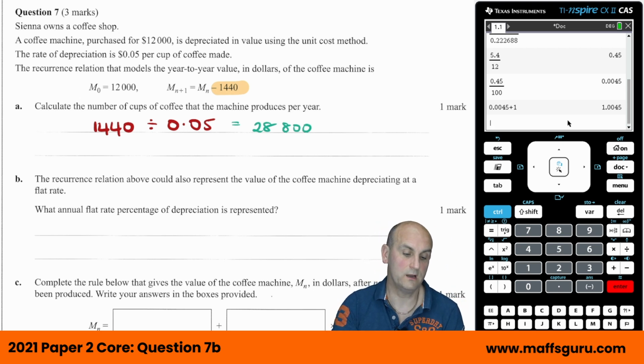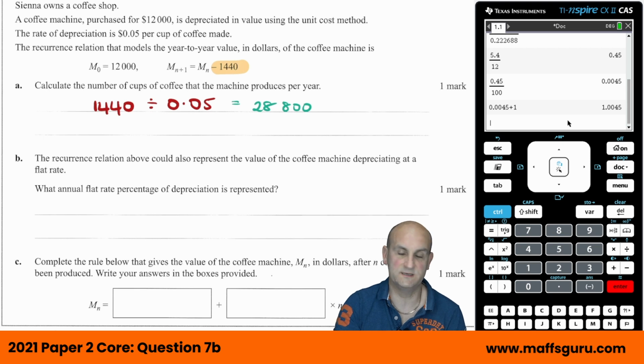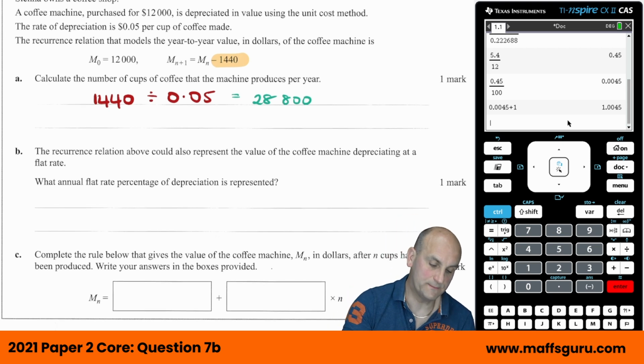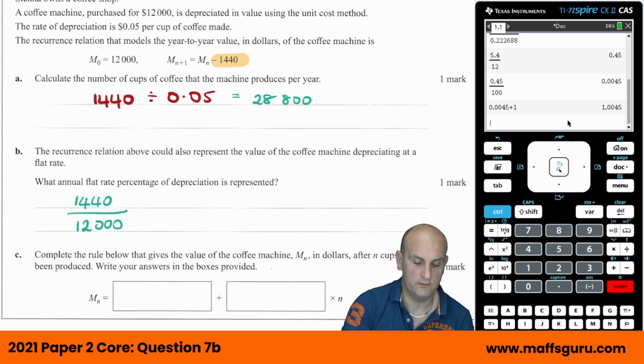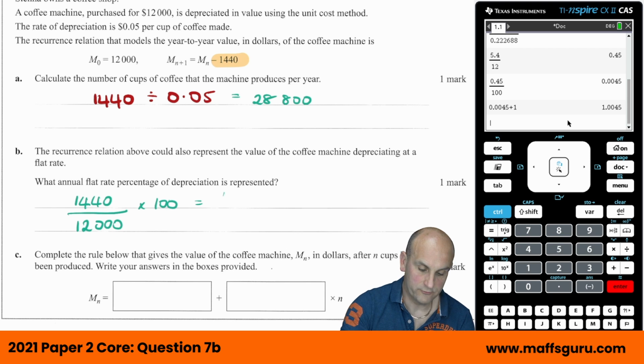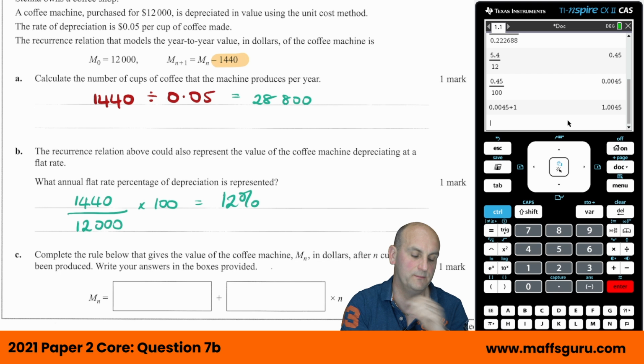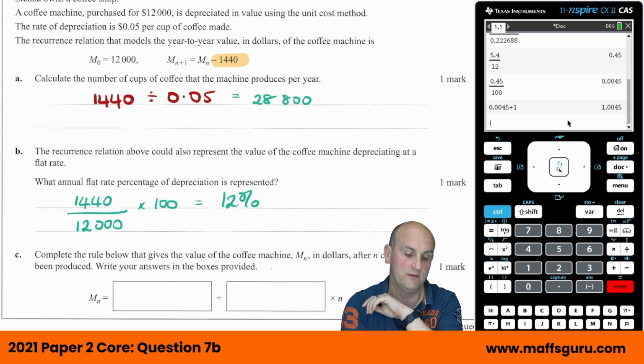Cups. The recurrence relation above could also represent the value of the coffee machine depreciating at a flat rate. What is the flat rate percentage? Well, we know that it's depreciating by $1,440. We know that it started at 12,000. And when I multiply that by 100, I'm going to end up getting 12%. All right, so it's the year depreciation divided by how much it started times by 100.